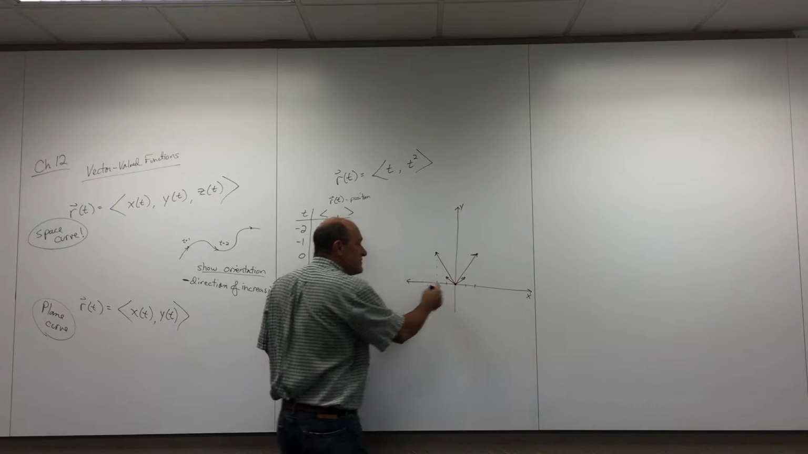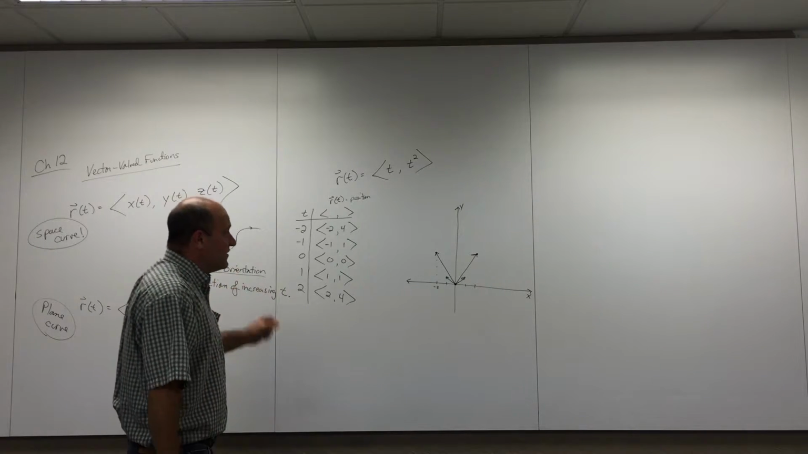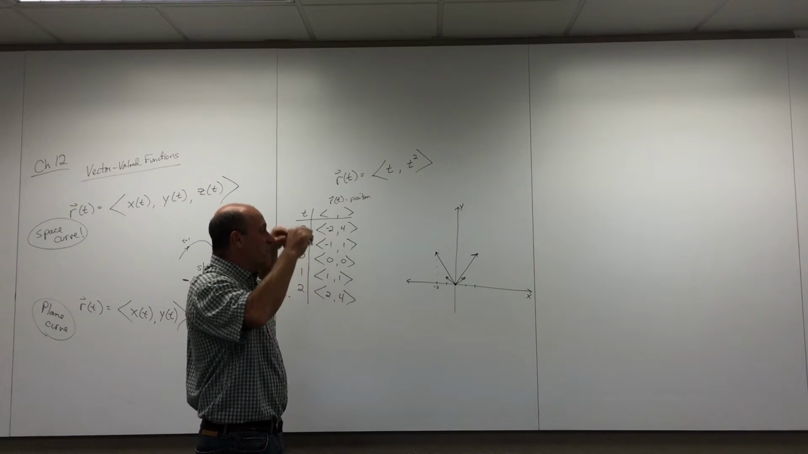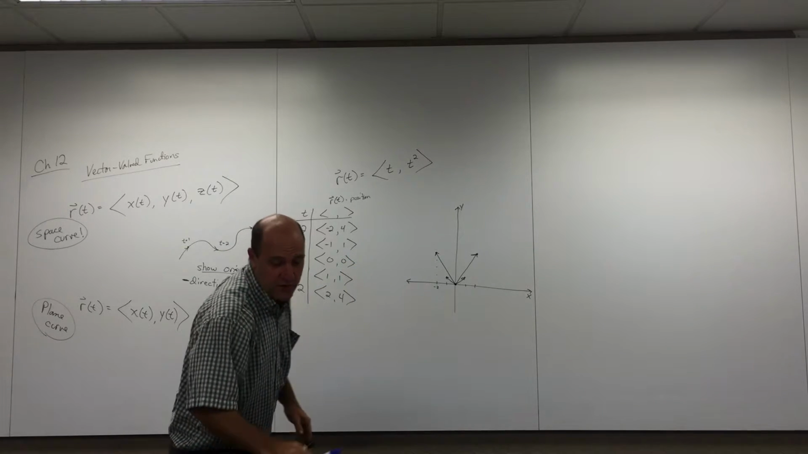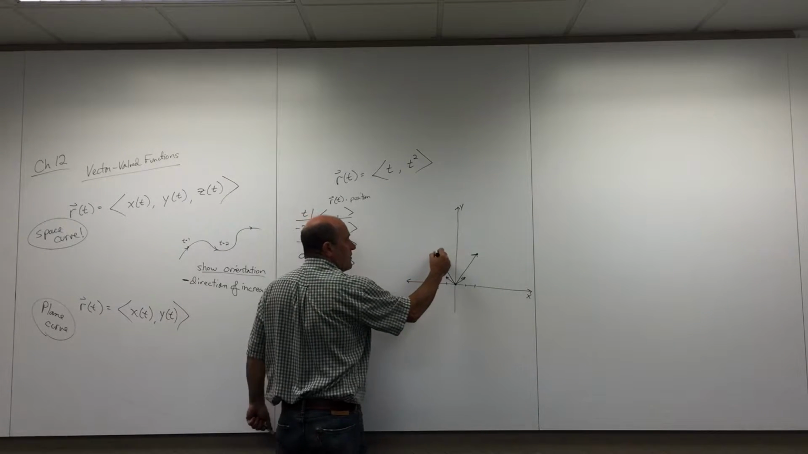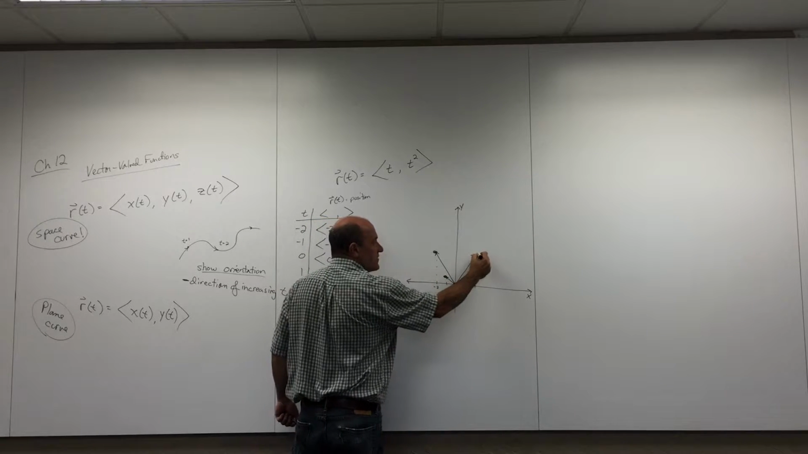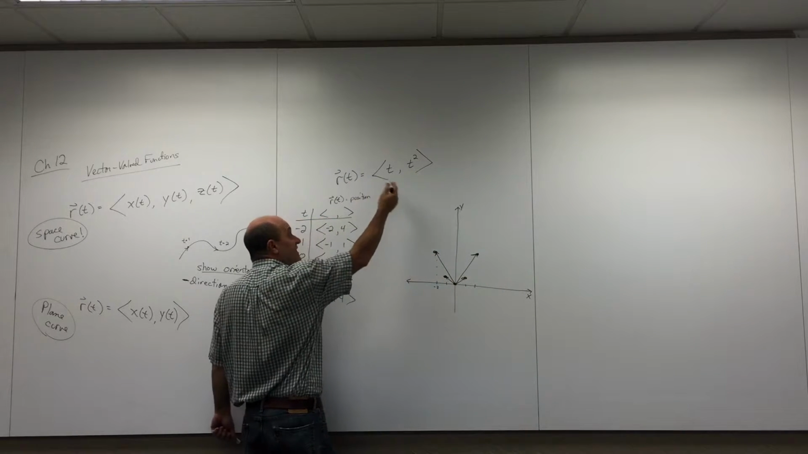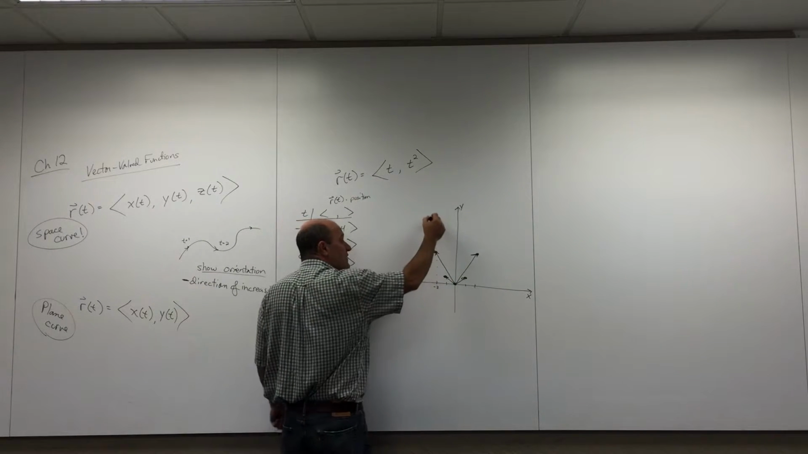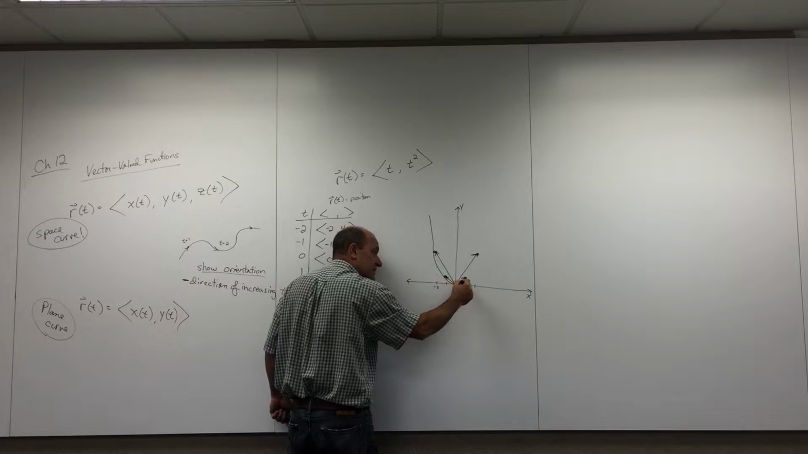So I'm plotting these position vectors. The truth is, what I really want to do is connect the points where these position vectors end up. These position vectors take me to these positions. These are positions on this curve.